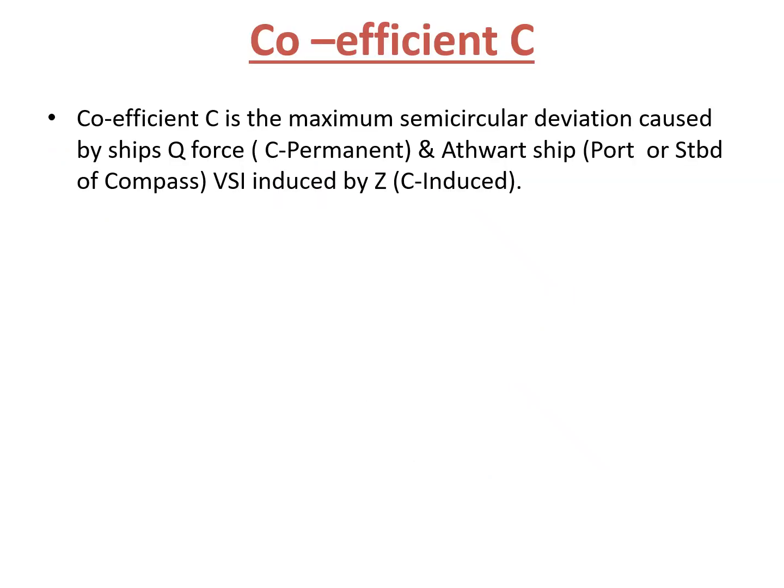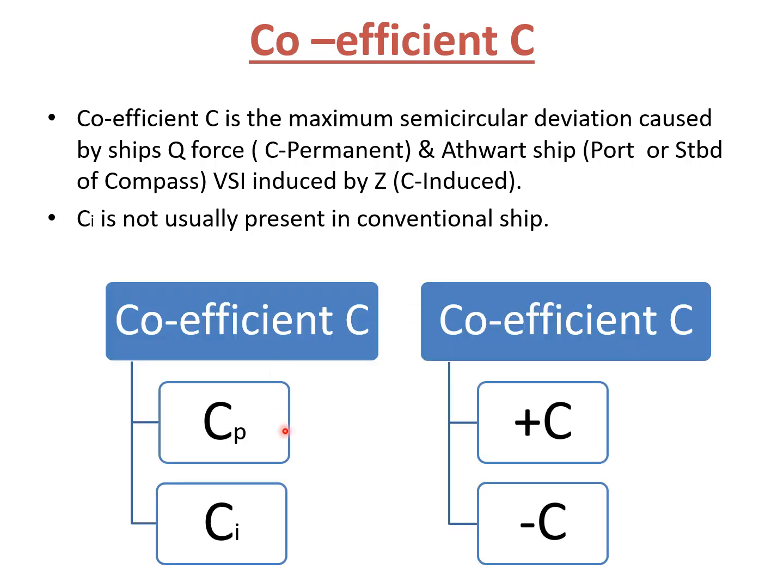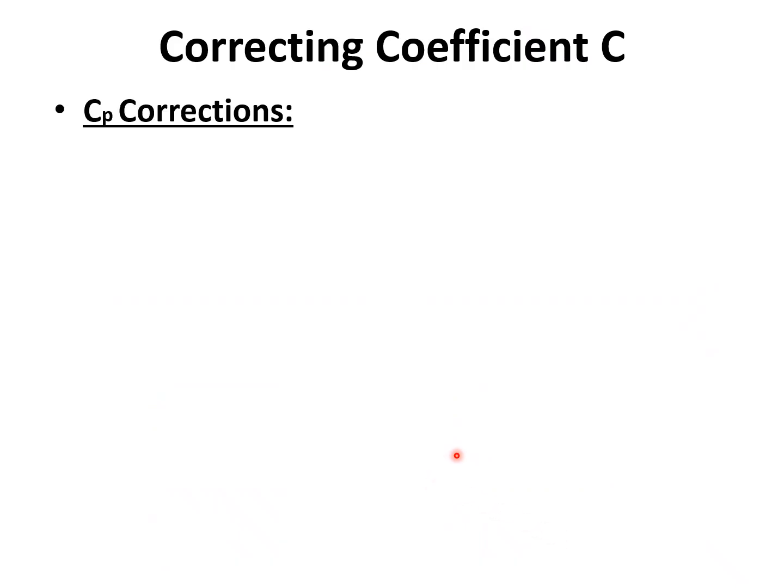Coefficient C is the maximum semicircular deviation caused by the ship's Q force and the vertical soft iron induced by the athwartship component. However, this athwartship induced component will not be present in the normal ship, right? So again, the coefficient C can be C plus or C minus, right?